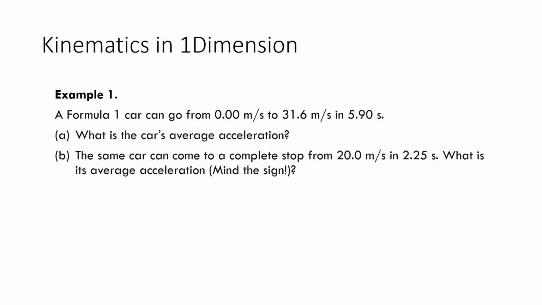So let's do an example. A Formula One car can go from 0 to 31.6 meters per second in 5.9 seconds. A, what is the car's average acceleration? And B, if the same car can come to a complete stop from 20 meters per second in 2.25 seconds, what is its average acceleration?